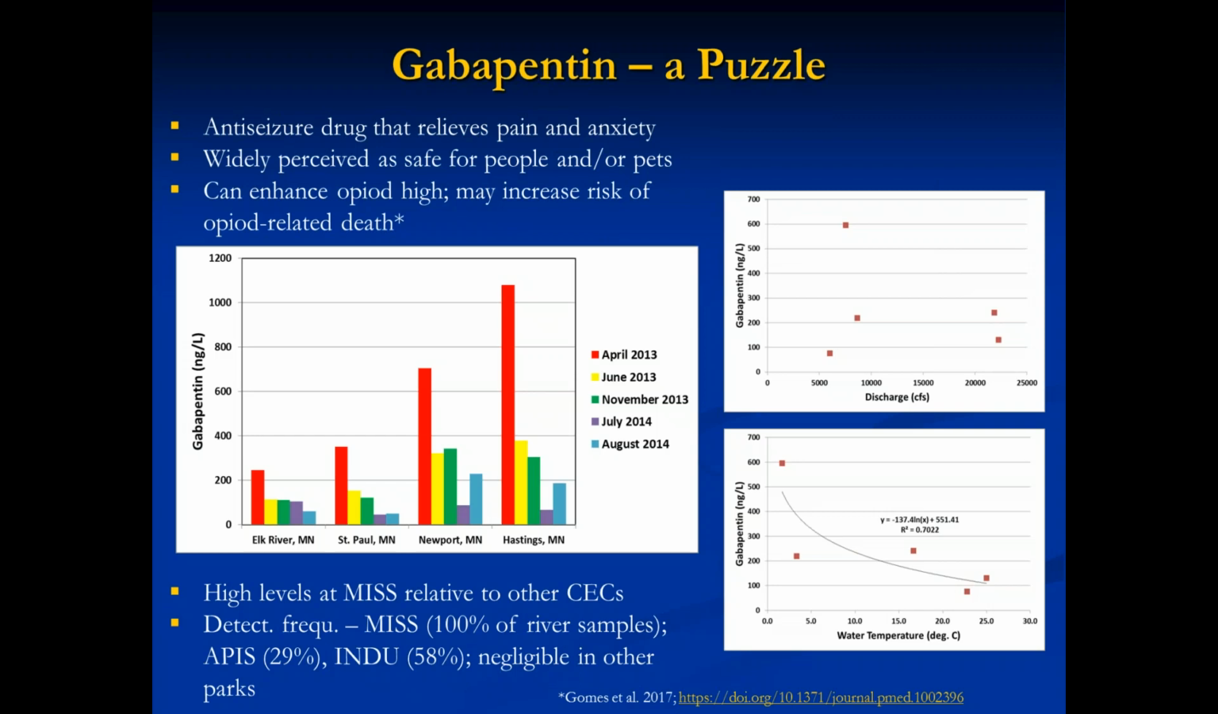And I did a little bit of data exploration here to try to figure out what was going on, and that's shown off on the right. The figure on the top right shows gabapentin on the y-axis as potentially a function of river discharge, but there doesn't seem to be much of a relationship there. Figure on the bottom right shows gabapentin potentially as a function of water temperature, and you see that there's a possibility of a connection there, with the concentration of gabapentin being much higher in colder water compared to warmer water. And I don't have an answer to this, it's just a little bit of exploration that I did there.